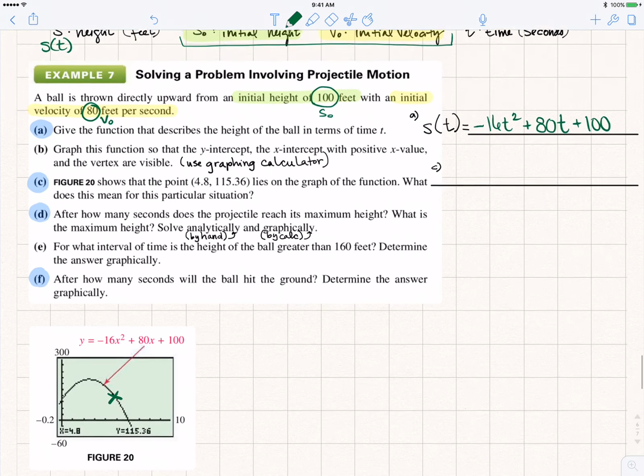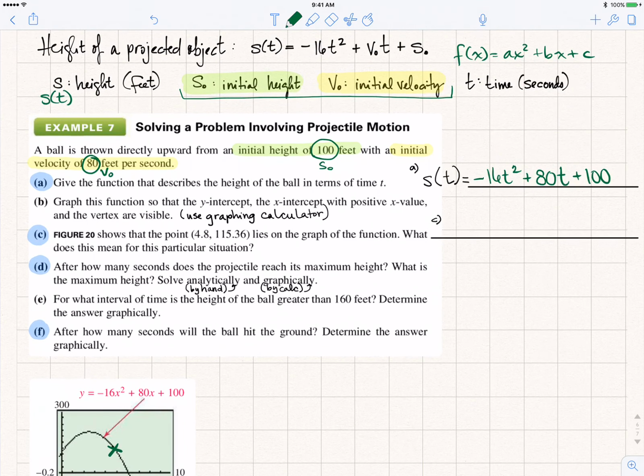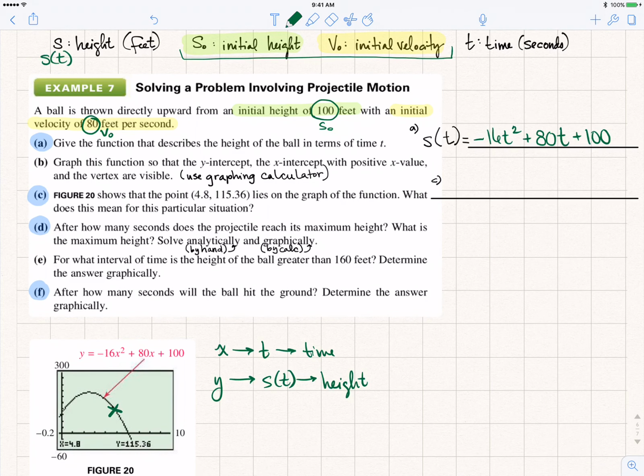Well, let's get those standard equations back. You'll notice that the old x is now a t, or a time. The old y, or f of x, is now an s of t, which is height. So t is time in seconds, s of t is height in feet. So now I know that my coordinate, that old x value, is going to be a time value. So I know that the projectile, or the ball, or whatever's being thrown or projected, is at 4.8 seconds.